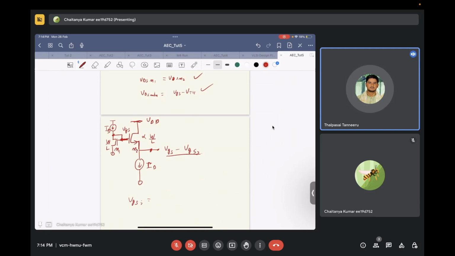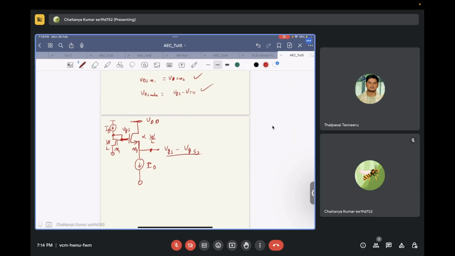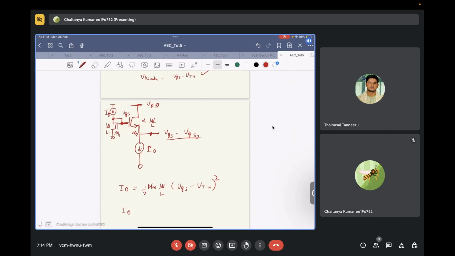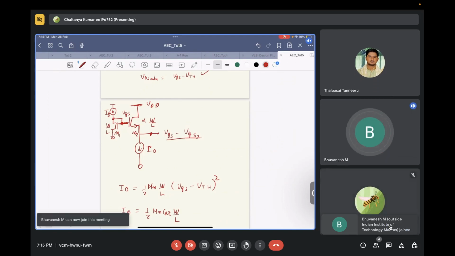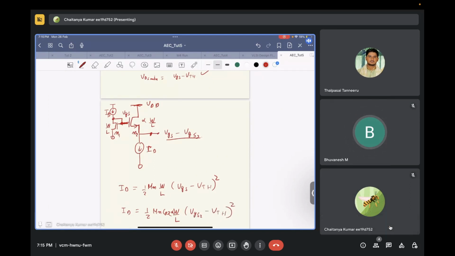It should be VGS2. How you can calculate is, basically, ID is equal to half mu n Cox W by L times (VGS minus VTH) whole squared for transistor M1. And for transistor 2, ID is equal to half mu n Cox W by L times alpha times (VGS2 minus VTH) whole squared.